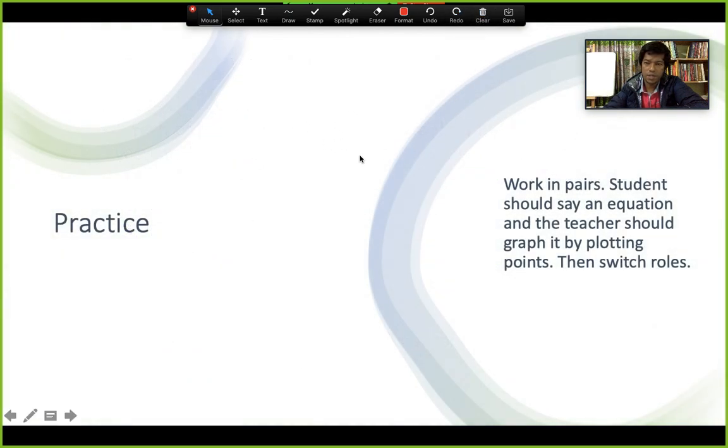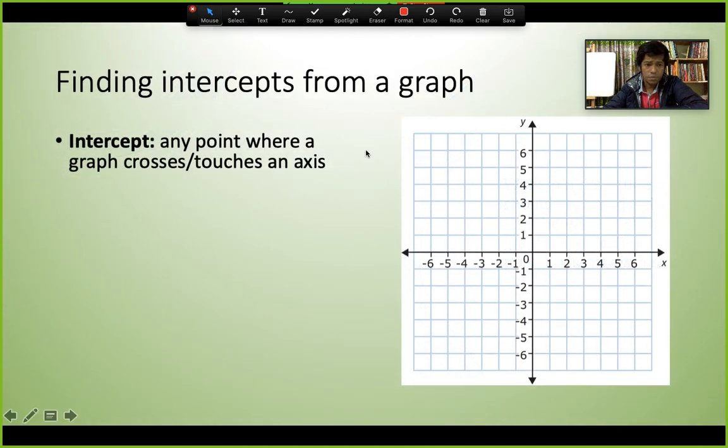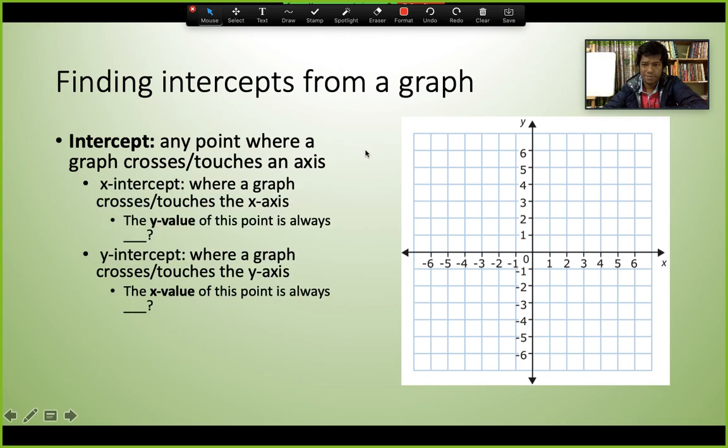This is another task that we will try to do during the class time. Now let's come to our next topic. What are intercepts, x-intercepts and y-intercepts of a graph?